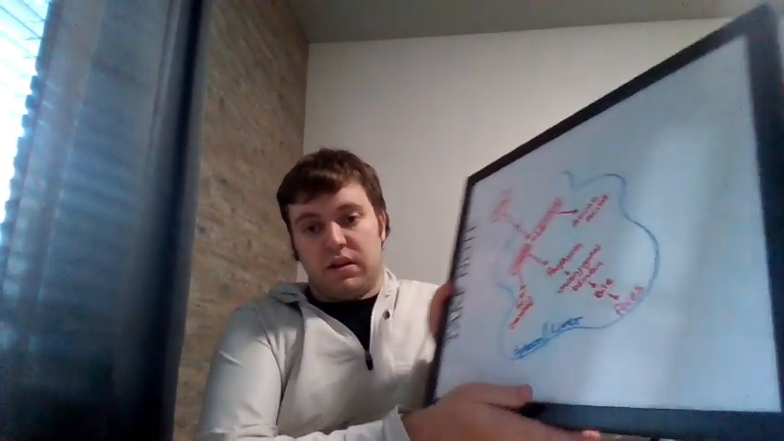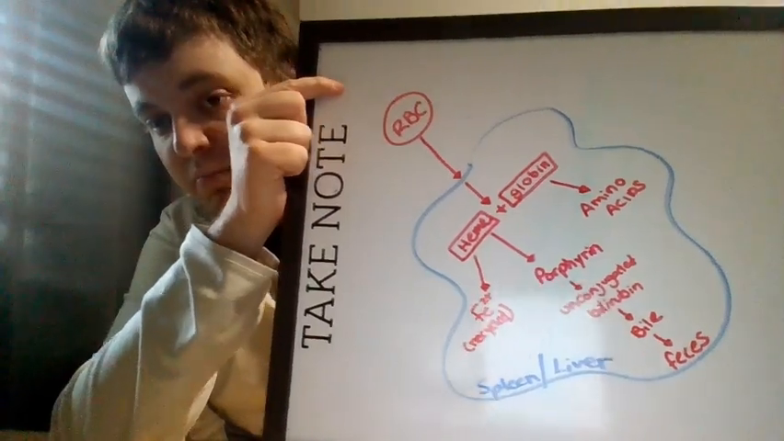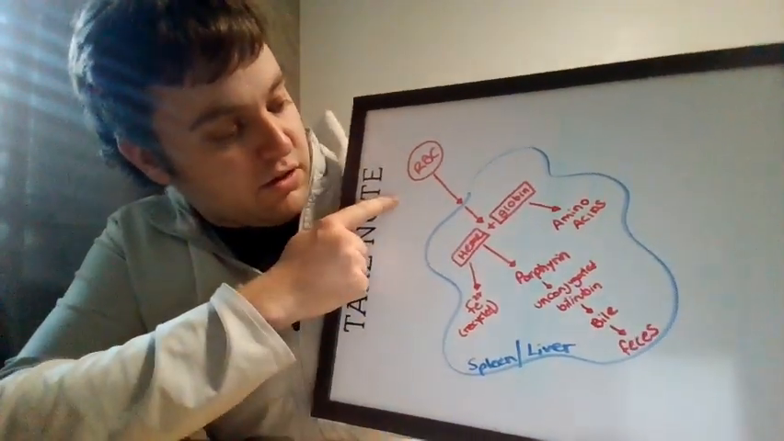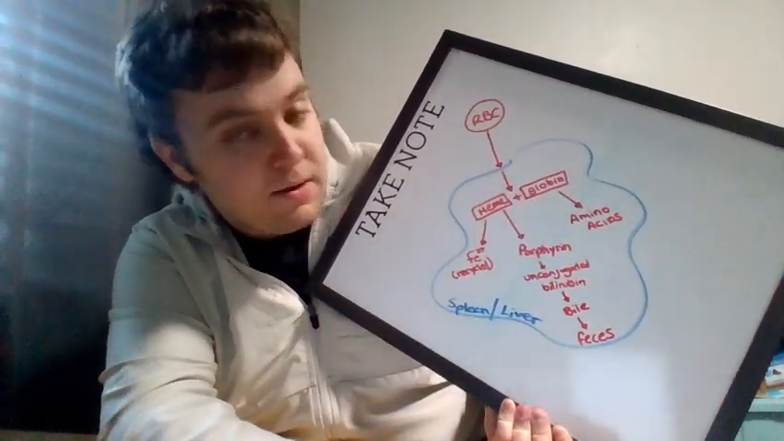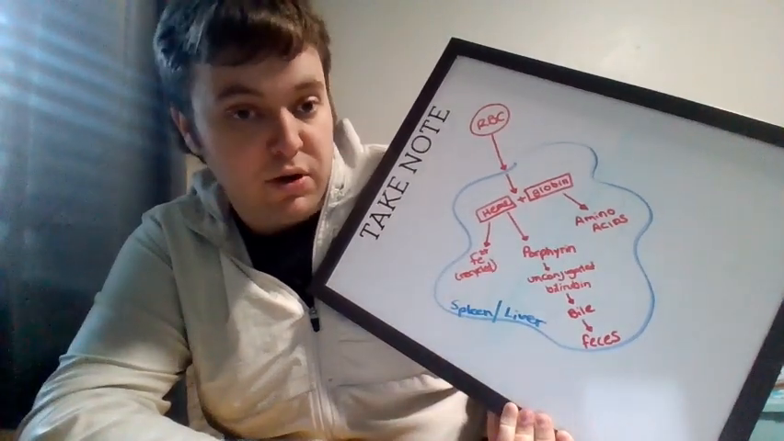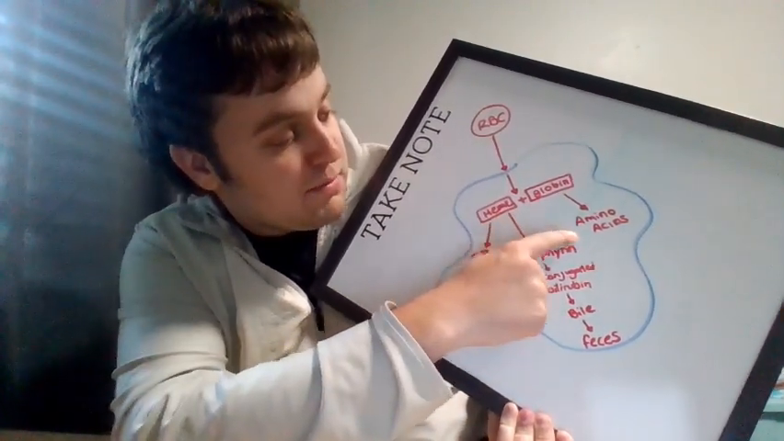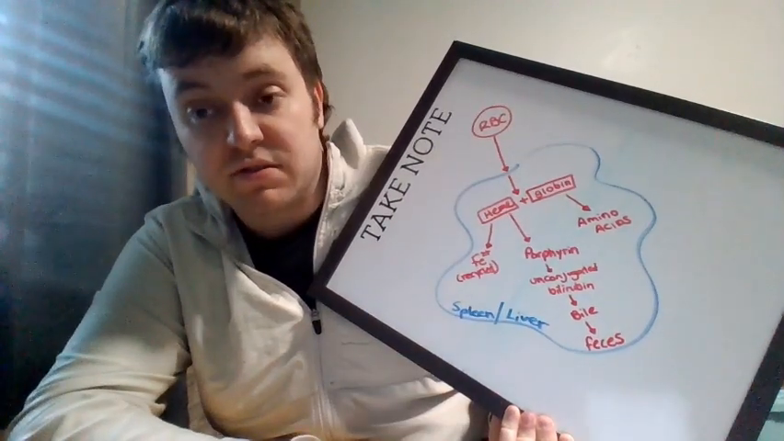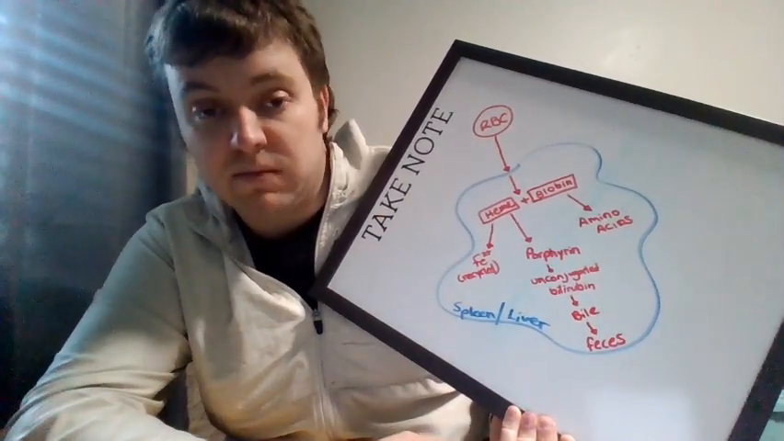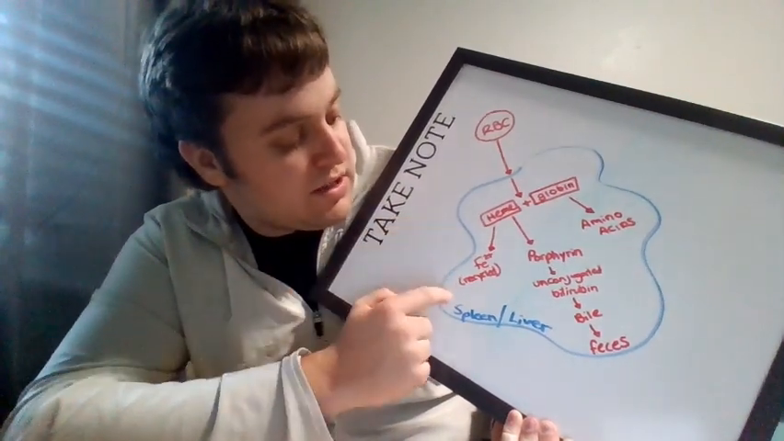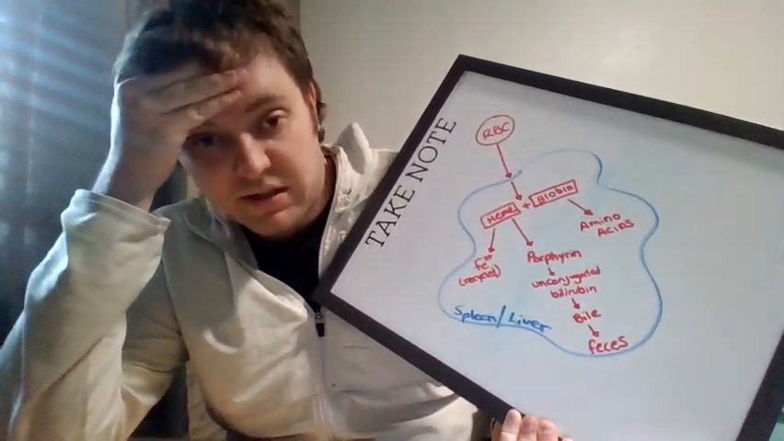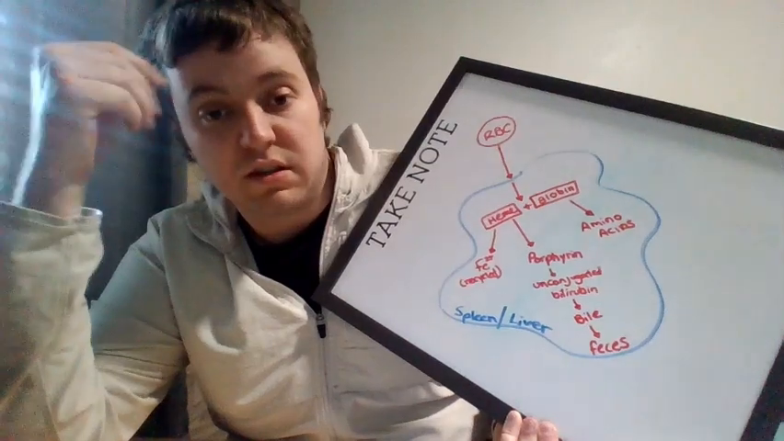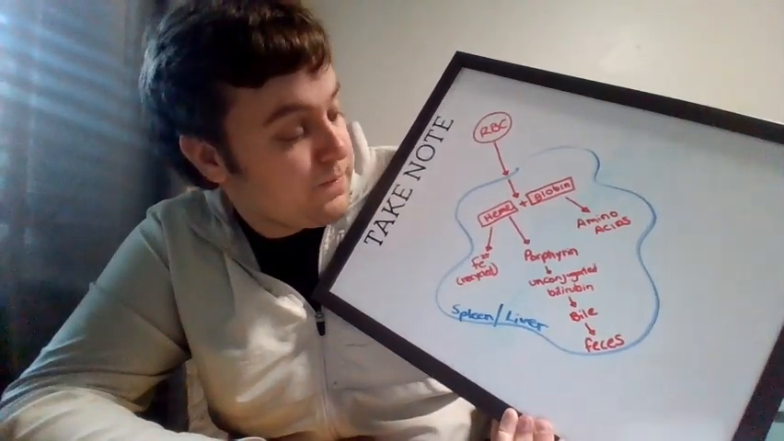So here I have a red blood cell, and the red blood cell gets broken down into heme and globin. Okay, so it gets broken into those two major parts. The globin portion is then broken into amino acids. And those amino acids are then recycled, reused in the body. The heme portion gets broken down into first iron, which is then stored or transported for reuse in the body, so it's recycled as well.